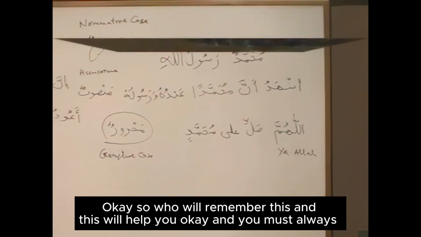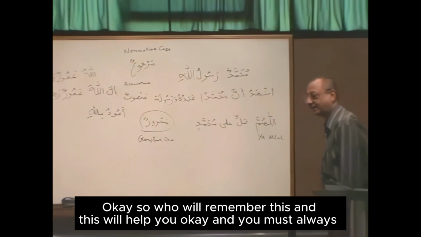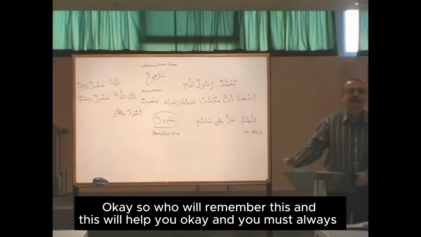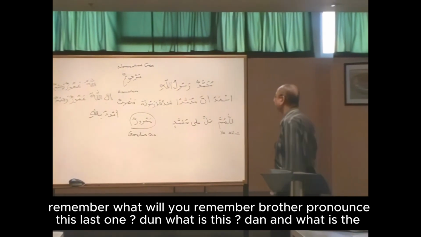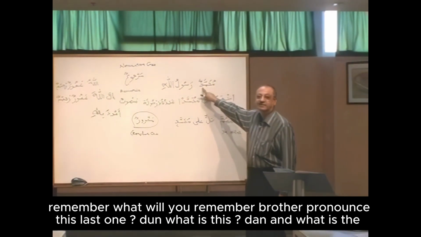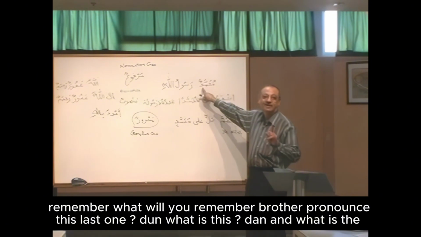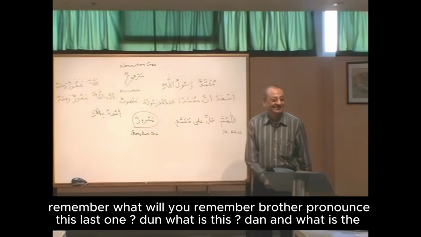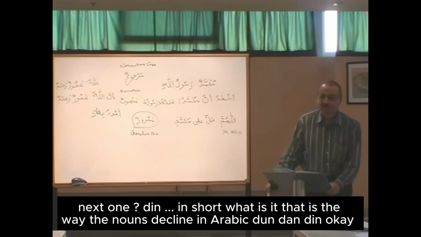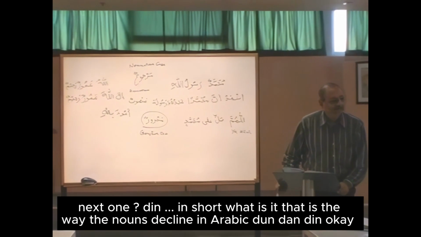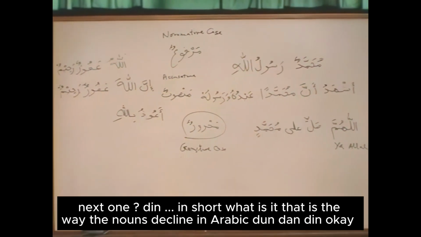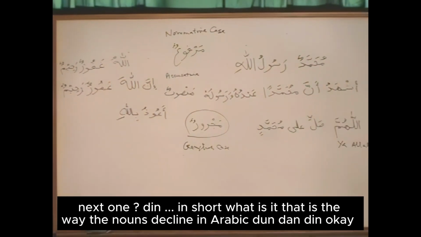Got it, brother? Jazakallah. Okay, so we will remember this, huh? And this will help you. Okay, and you must always remember. What will you remember, brother? Pronounce this. Last one. Dun. What is this? Dan. And what is the next one? Din. In short, dun dan din. That is the way the nouns decline in Arabic. Dun dan din. Okay?